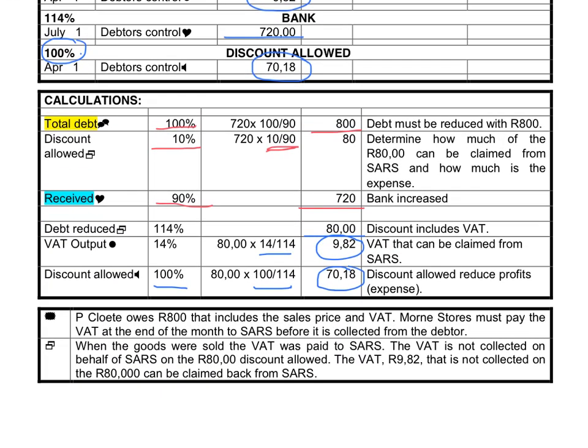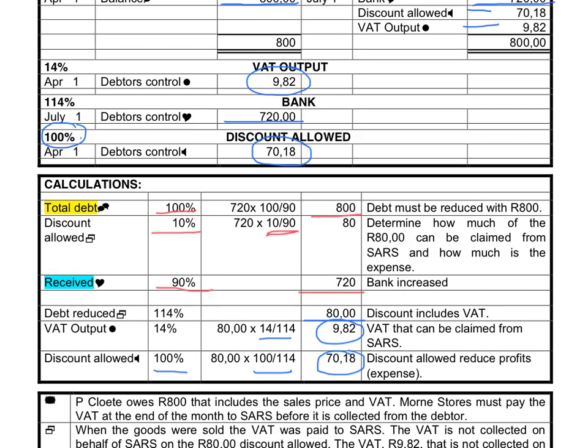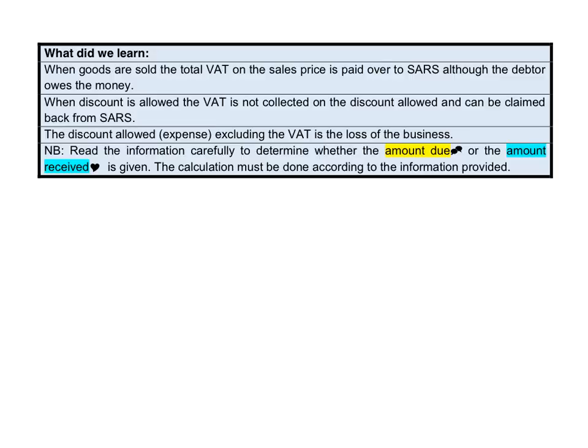So what did we learn today? When goods are sold, the total VAT on the sales price is paid over to SARS, although the debtor still owes this VAT to the business.